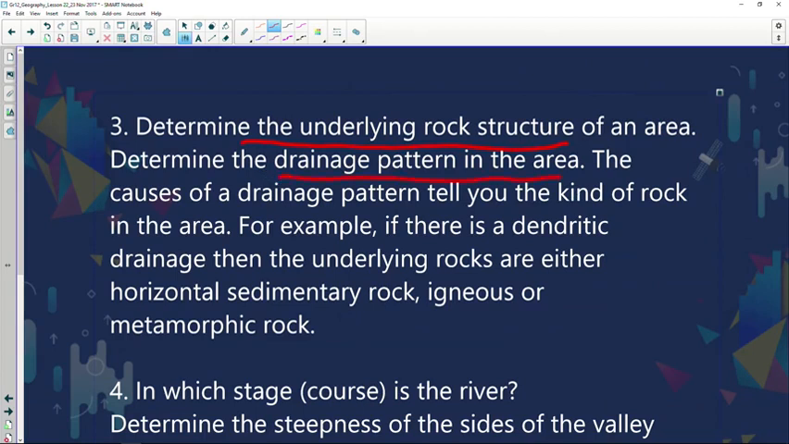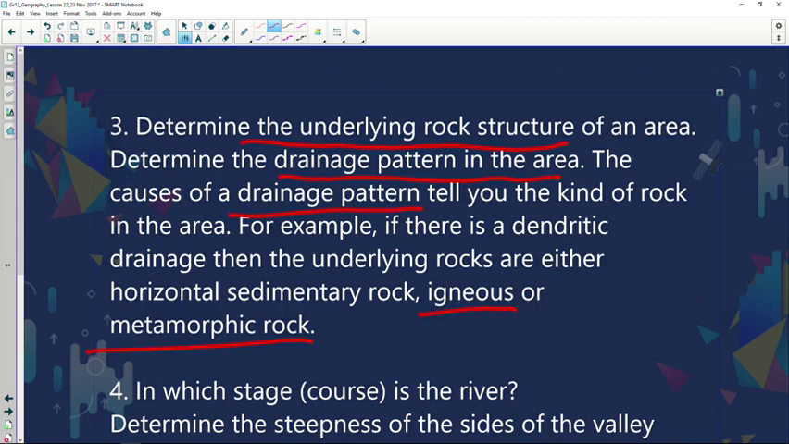So we just did that. Is it a trellis pattern? Is it a dendritic pattern? Or is it a radial pattern? What causes the drainage pattern? Now that's the underlying rock. For instance, igneous rock is exactly the same, or metamorphic rock.